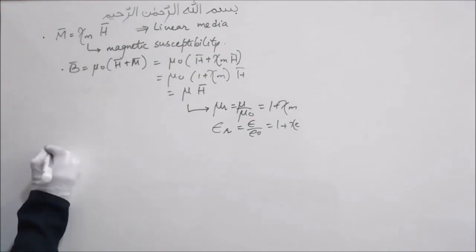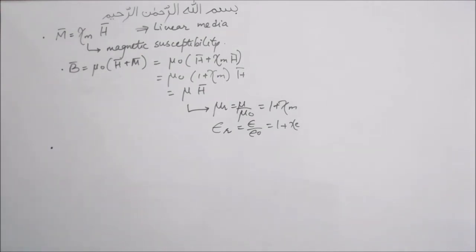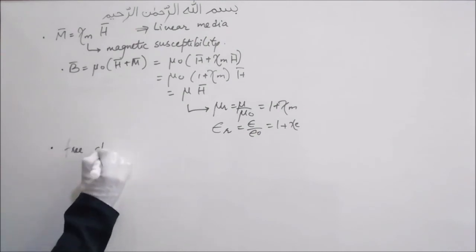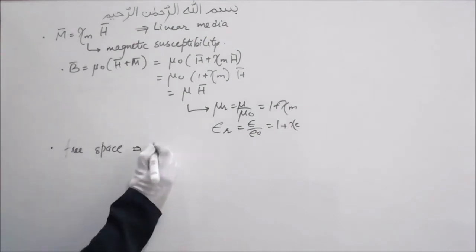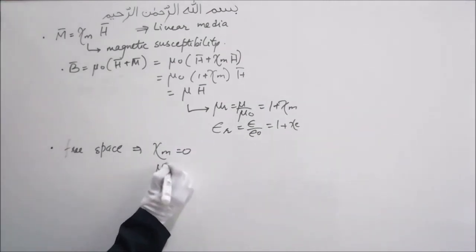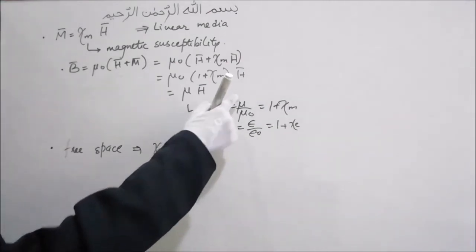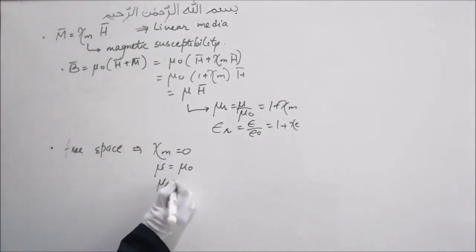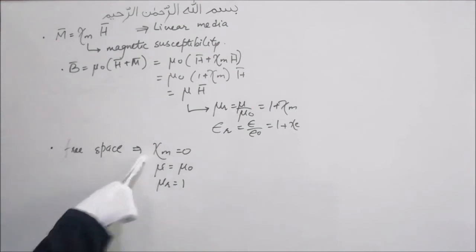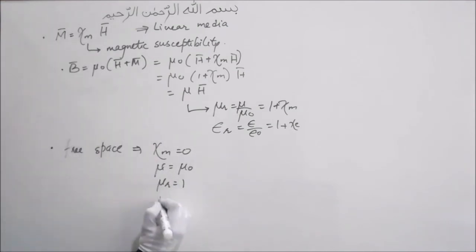In free space, we do not have any matter to magnetize. Then the magnetic susceptibility chi m will be 0. When chi m becomes 0, mu will be equal to mu naught. When mu equals mu naught, the relative permeability will be equal to 1. And also when chi m is equal to 0, the magnetization M is also equal to 0.